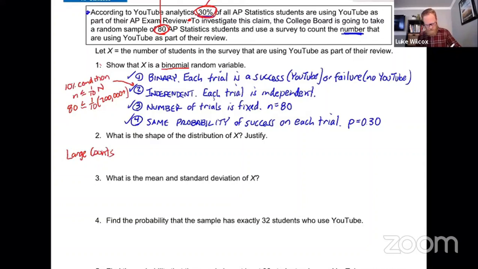So let's go ahead and check the large counts condition here to see if that is satisfied. And the large counts condition says that n times p is greater than or equal to 10, and that n times 1 minus p is greater than or equal to 10. Well, let's plug in some numbers here.